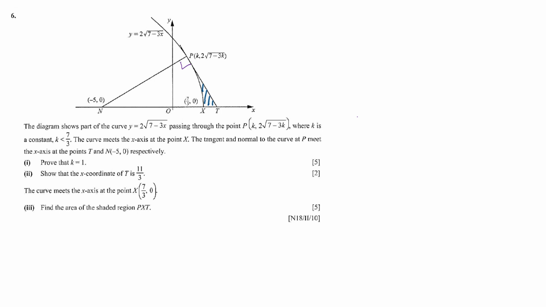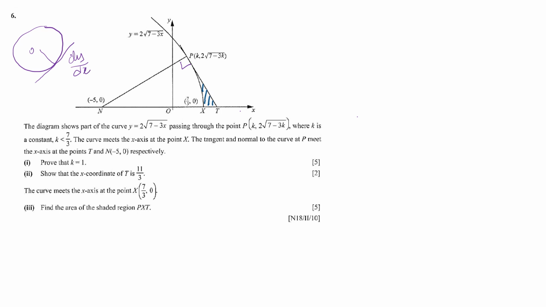So what are the concepts involved here when we are told that PT is a tangent line and PN is a normal line? Right. So let's do a recap. For a tangent line, how do we find the gradient of the tangent line? Yes, the gradient of the tangent line will be your dy over dx.